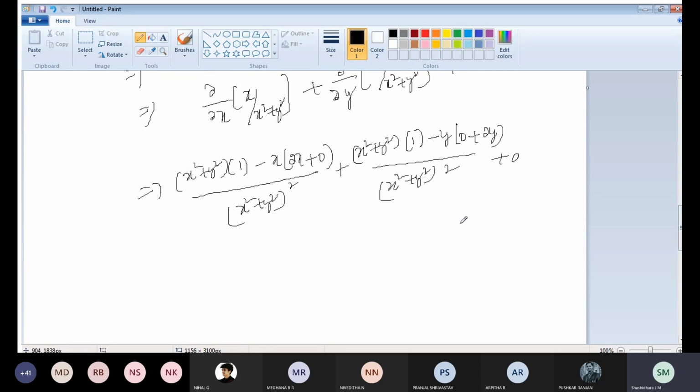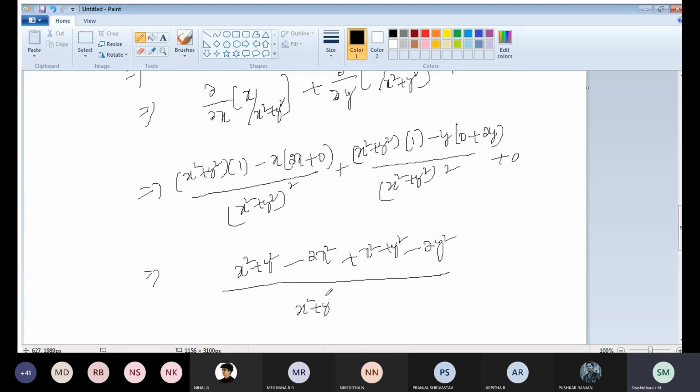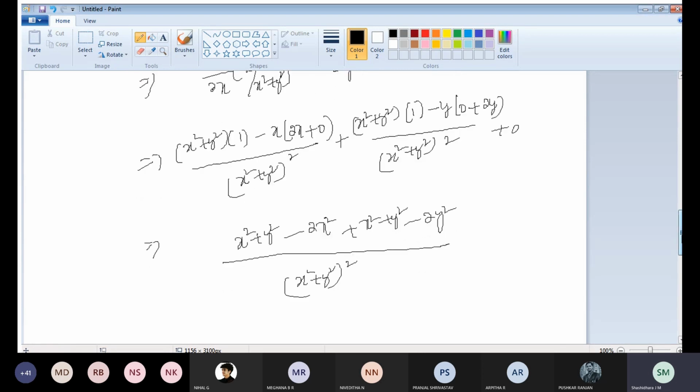And then let us simplify the numerator term. Observe the denominator term is the same in both the terms, so you can take the LCM and simplify. x square plus y square into 1 is x square plus y square, minus 2x into x is 2x square. Here also x square plus y square minus 2y square, divided by denominator x square plus y square whole square, because the denominator term is the same.